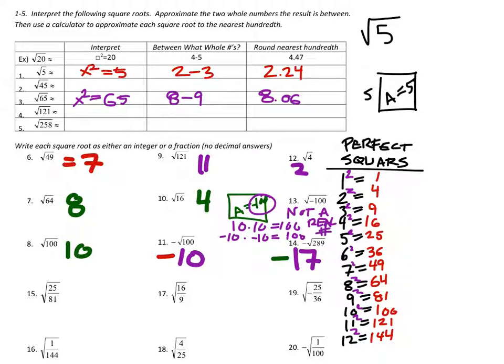So what does that mean? Well, that means that on 19, just like on 13, with the negative on the inside of that radical, the square root, the answer is not a real number.